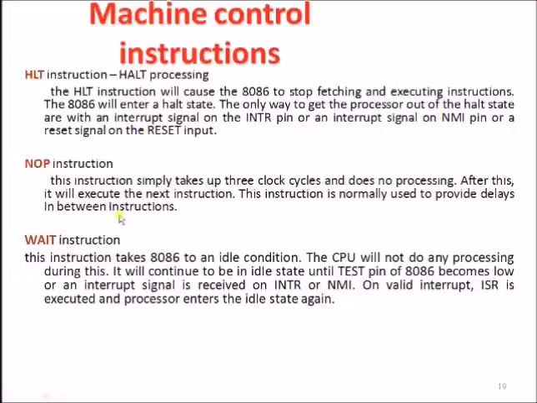And no operation is the instruction which does not do any operation for 3 clock cycles. And the wait instruction: the CPU will do nothing, it will not do anything. It will come out of this wait when the test pin of 8086 becomes low or an interrupt signal is received on INTR or NMI.